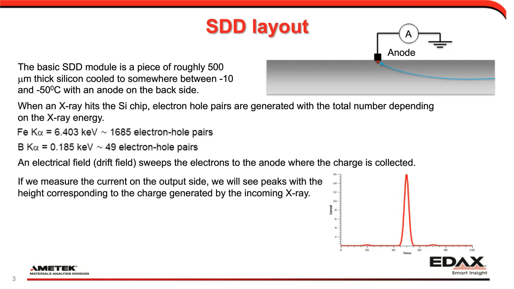So if we were to measure the current on the output side of the anode, we would see some peaks depending on when the electrons sweep into the anode, and the peak height will then correspond to the number of electrons and consequently the energy of the incoming X-ray. So here we try to illustrate. We have an iron X-ray, we'll get a relatively large peak, whereas with boron X-rays, you have a lot fewer electrons, you'll get smaller peaks on the output.